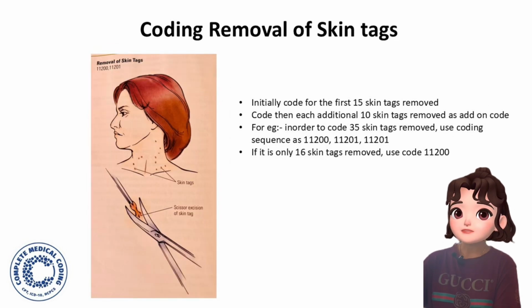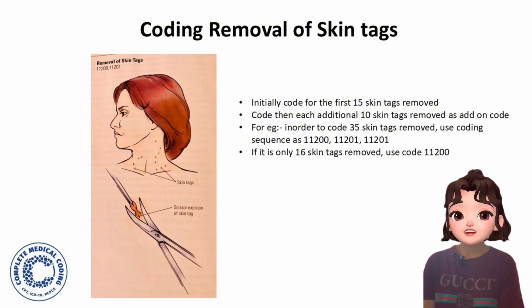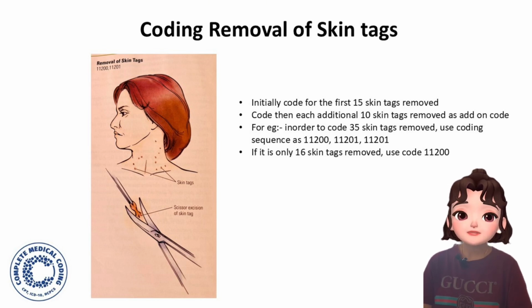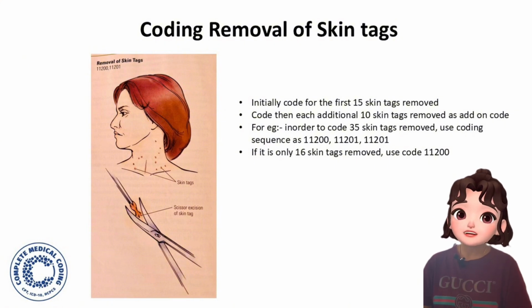Now, coding removal of skin tags. How will you code the removal of skin tags? For the removal of skin tags, it depends on the number of skin tags removed. Initially, code for the first 15 skin tags removed. If it is less than 15 skin tags, you won't code. It will be included in the consultation, the office visit. But if there are 15 or more skin tags, then you can start coding for the skin tags.